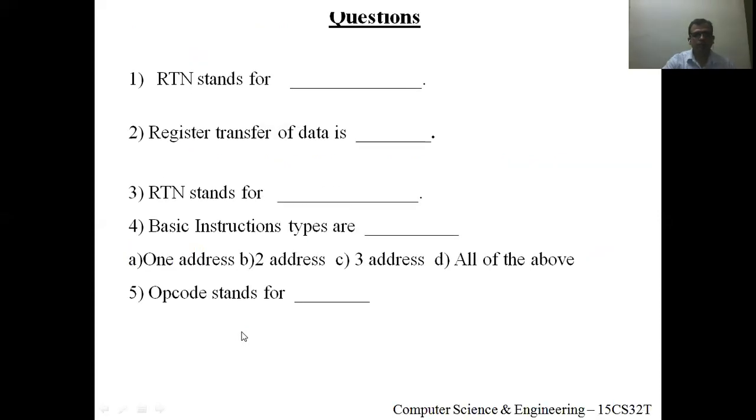So this is an MCQ question. RTN stands for register transfer notation. Register transfer of the data is faster. The basic instruction types are one address, two address, three address, or all the above. So the instruction types are all the above. It is zero address, one address, two address, three address. These are the instruction types. Opcode stands for operational code.